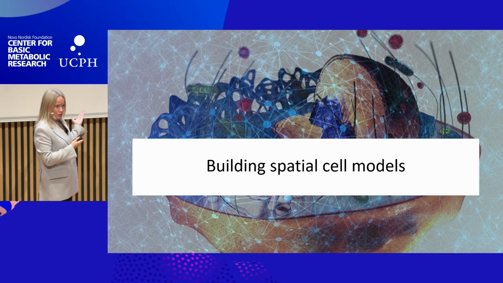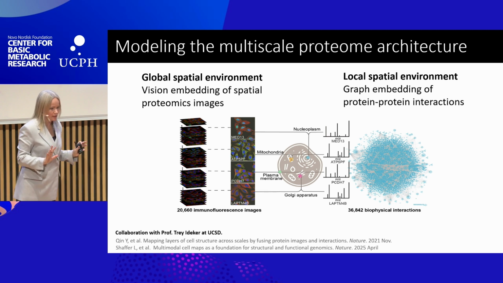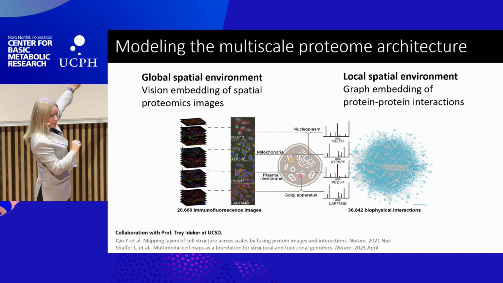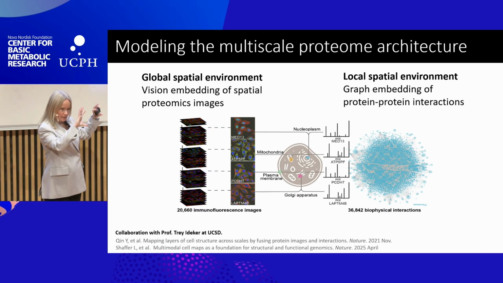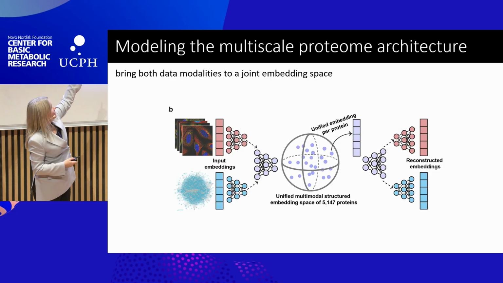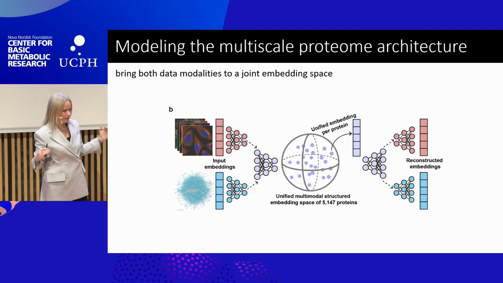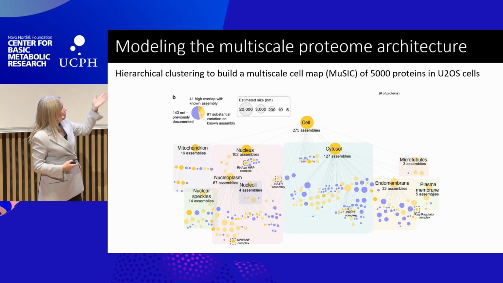Okay, so can we then use these embeddings to build spatial cell models? And again, I talked about the value of protein-protein interaction data. In a way, it's also spatial data, because protein-protein interactions measure your local spatial environment, whereas our images measure the global spatial environment. So we built this computational framework. This has been a fantastic collaboration with Trey Ideker at UCSD to integrate these data types. And again, bring image embeddings and protein-protein interaction embeddings into a joint embedding space. And then we can take that joint embedding space and basically do a hierarchical clustering. And we end up with a map that looks like this.